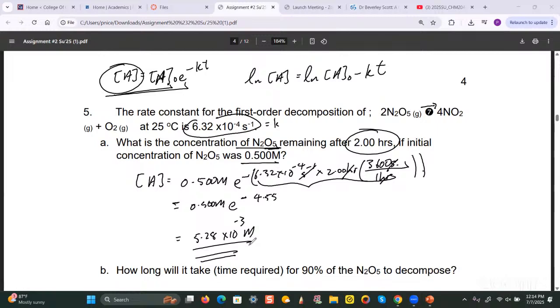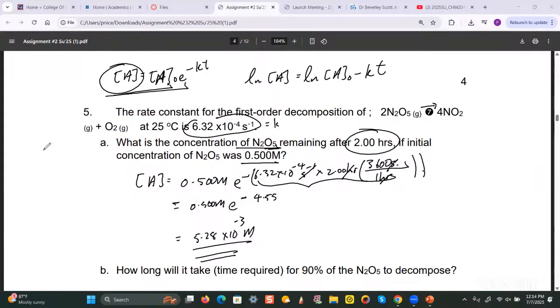Yes, ma'am. The negative 4.55 then exponent. Yes, right, exactly. Okay, any other questions about this part? Okay, so I take it I can clear this, right?